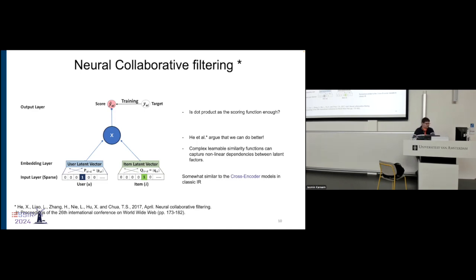And this paper from 2017 actually argued that if we combine not using just a dot product, but we learn this combination function as another neural network, that might be beneficial. So it is somewhat similar to a cross-encoder model, where we put emphasis not on encoding representations of things separately, but we encode them jointly and compute the score jointly.